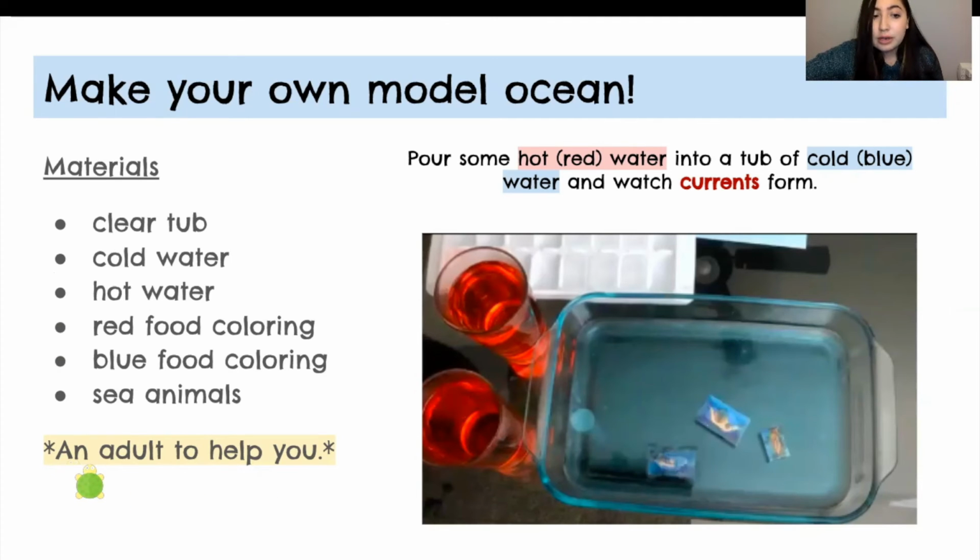But this is very important. If you are going to be using that hot water, you need to make sure an adult is there to help you, right? Because you don't want to burn yourself. So to make your model ocean, you're gonna pour some hot water, red water, into a tub of cold blue water. And you're gonna watch how the currents form, right? Because we learned that hot water and cold water move because they have different densities.